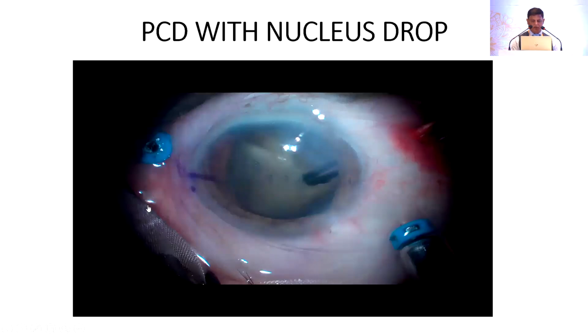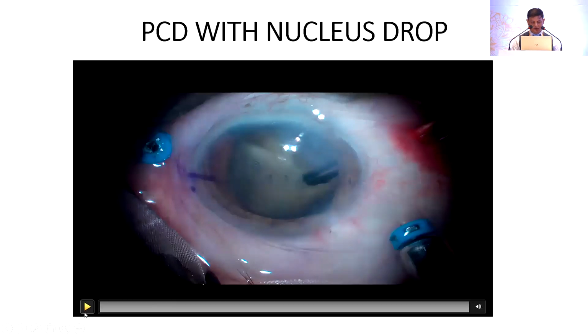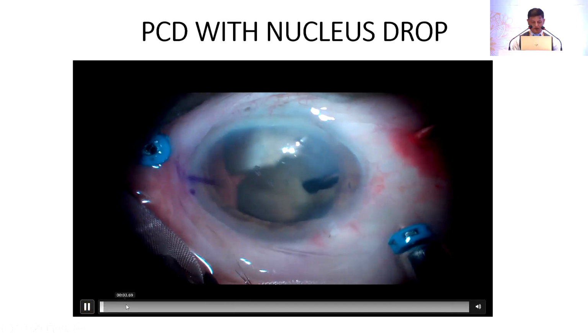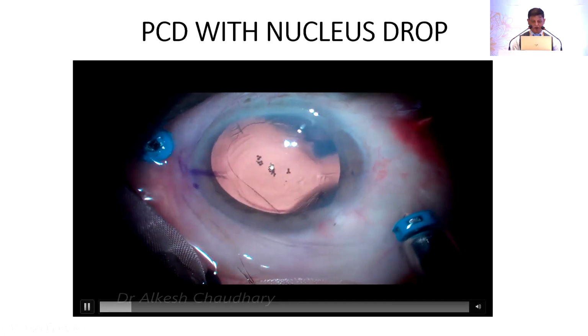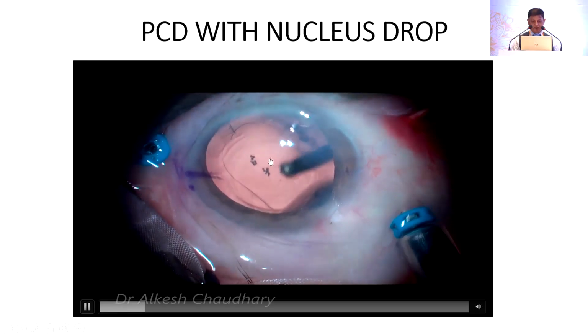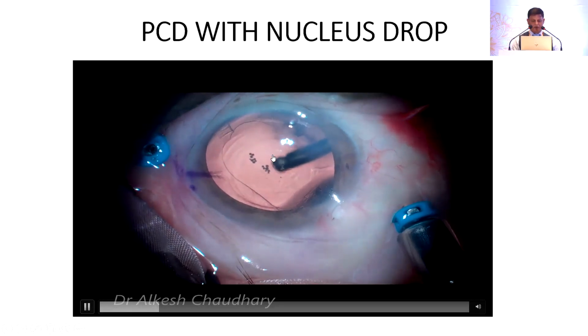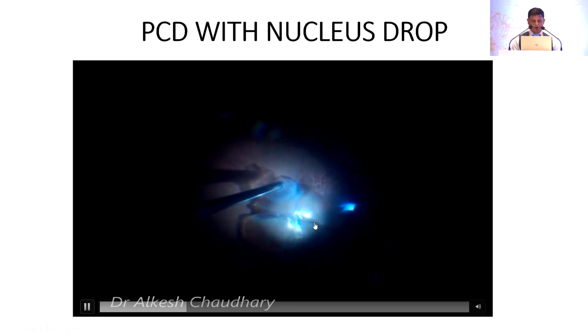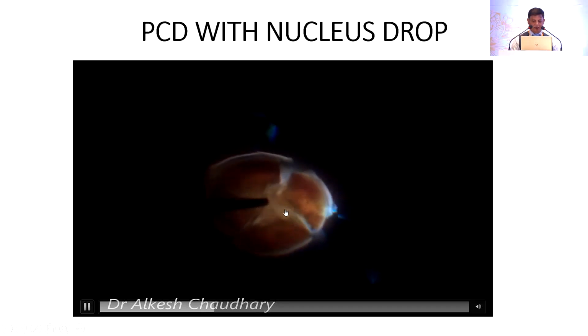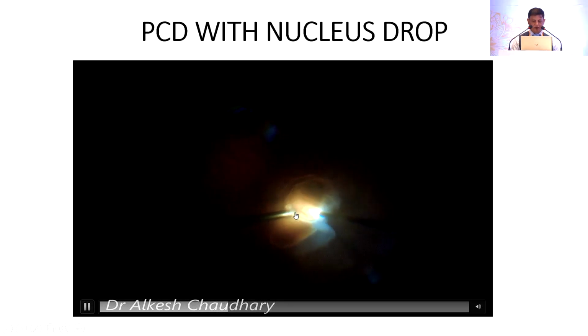Now the ultimate complication of this PCD is the nucleus drop. You see this nucleus rotating with the PC rent, and the nucleus has gone behind. So finally we converted to a 3-port vitrectomy. The whole of the nucleus, you can see, is lying behind. We were trying to break a hard nucleus.